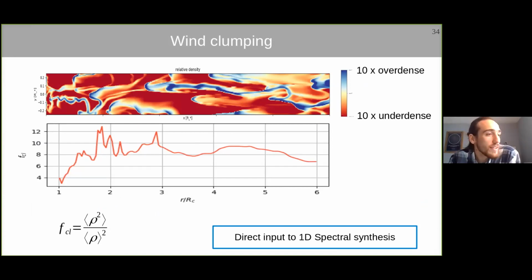So one immediate result that we can get from this simulation is the clumping factor. The clumping factor is a statistical parameter that tells us how smooth or how clumped our wind is. What I've plotted here in the color map on top is again the relative density to highlight the clumps or the structured material. And we find that for this particular 10 solar masses, 1 solar radii model, we find a clumping factor of around 10. And this is a result that we can immediately incorporate back into 1D spectral synthesis codes, such as FASTWIND or CMFGEN or PoWR.